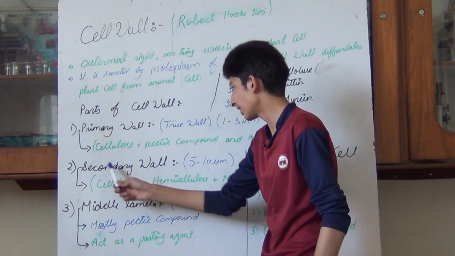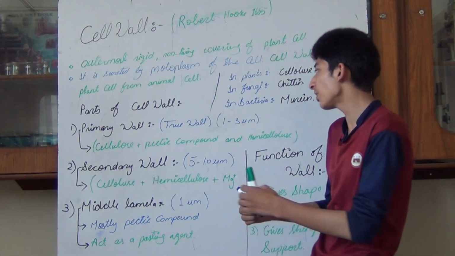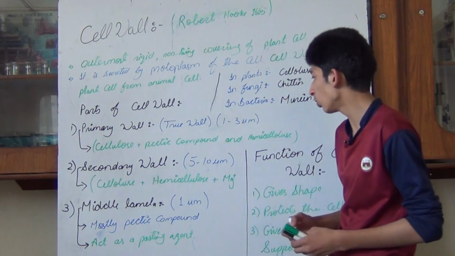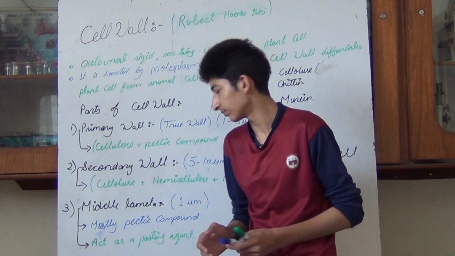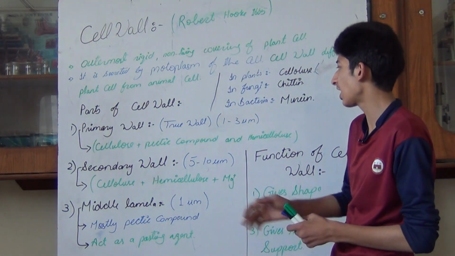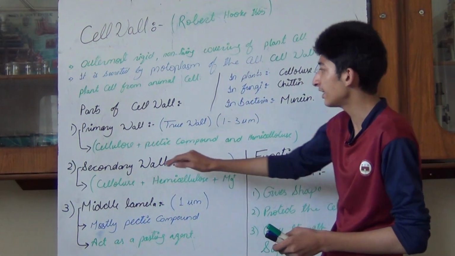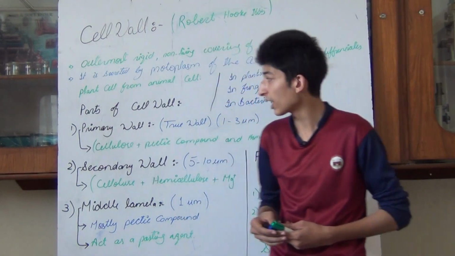Then the second one, the secondary wall. It is made up of cellulose, hemicellulose, magnesium ions, and some silica. Its diameter is 5 to 10 micrometers, and it lies below the primary wall.